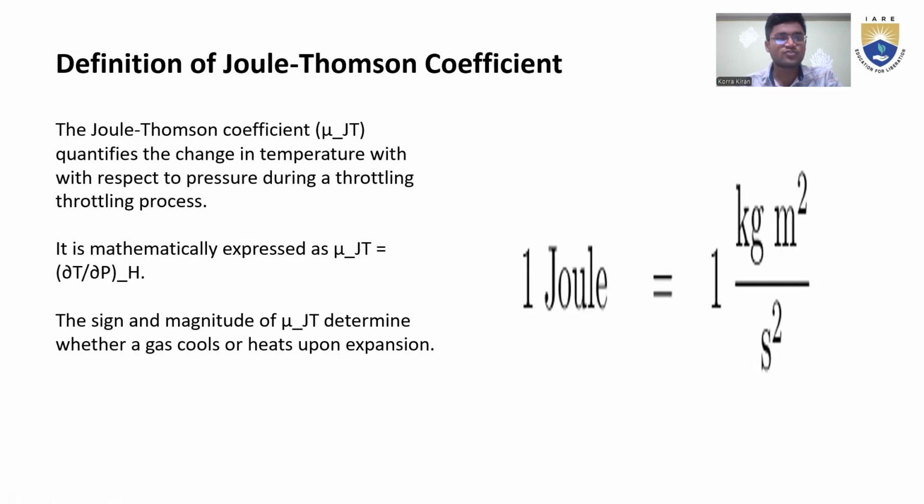Now, the definition of the Joule-Thomson coefficient. The Joule-Thomson coefficient quantifies the change in temperature with respect to pressure during the throttling process. Mathematically, in the expression we can observe that 1 joule is equal to 1 kg meter square per second square. That is the unit of the Joule-Thomson coefficient.